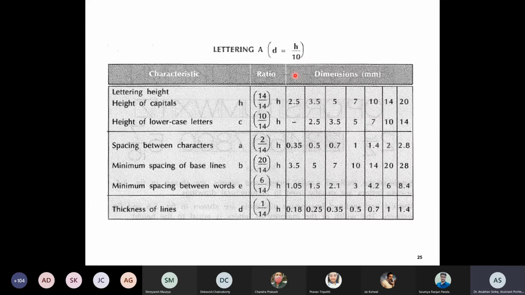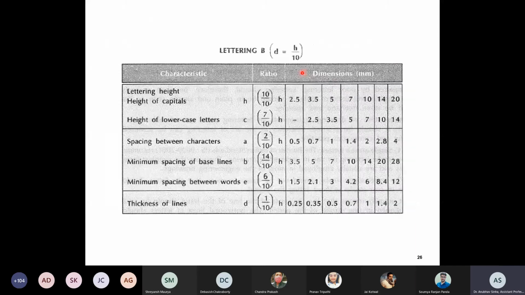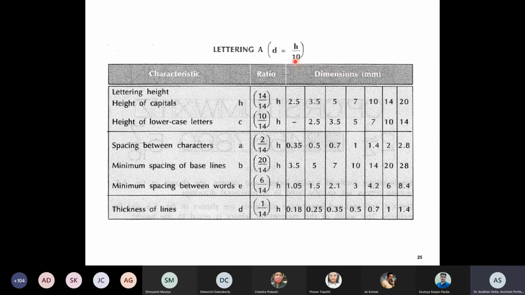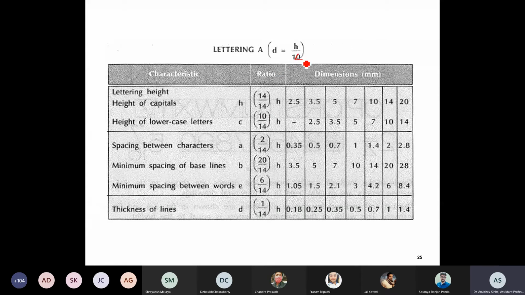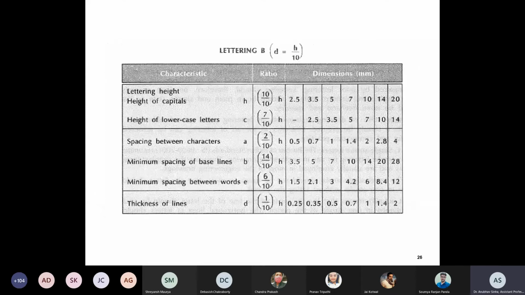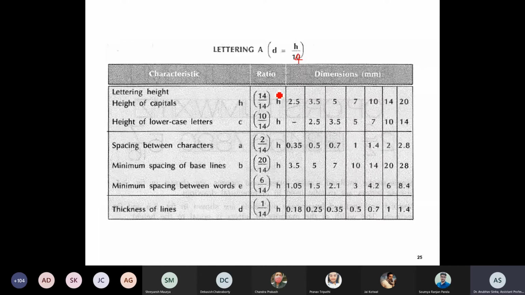Sorry, I have it wrong. So this is actually, sorry, this is H by, let me correct it. This is H by 14 and this is H by 10. Okay, so for this we get different types of suggested dimensions. Height of lowercase will be C, which is 10 by 14 of H, spacing between characters.